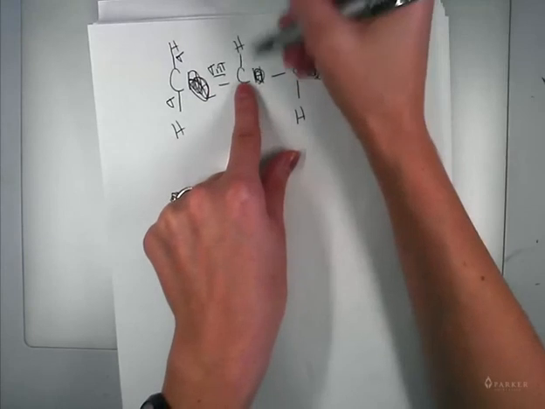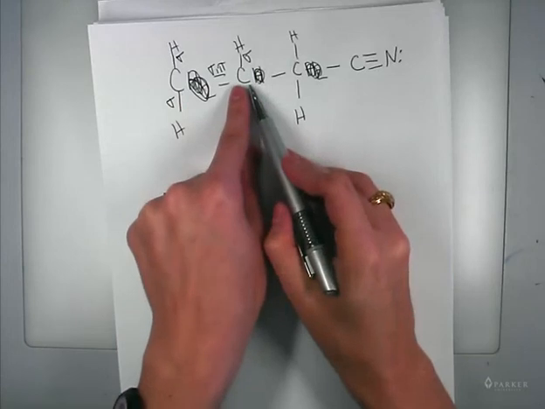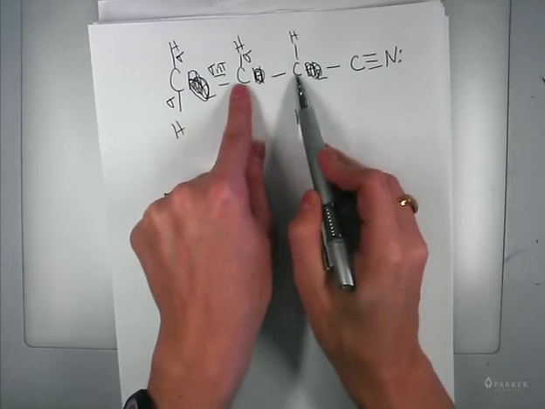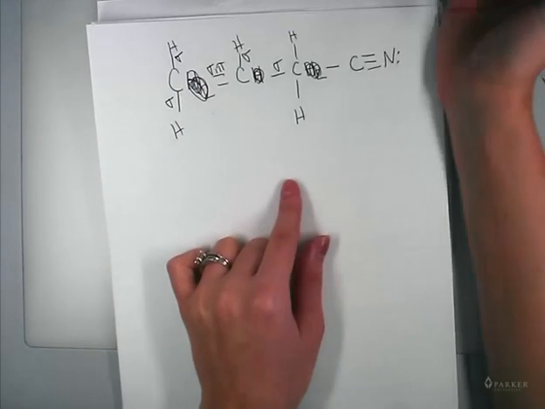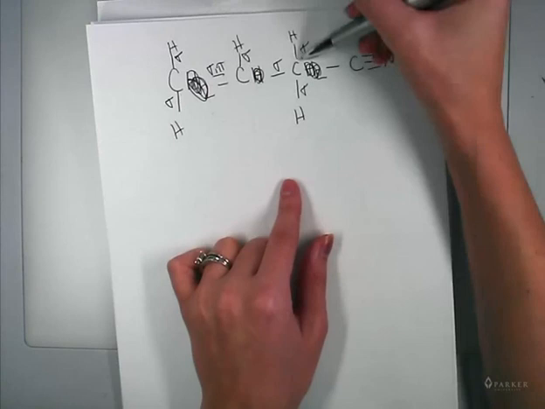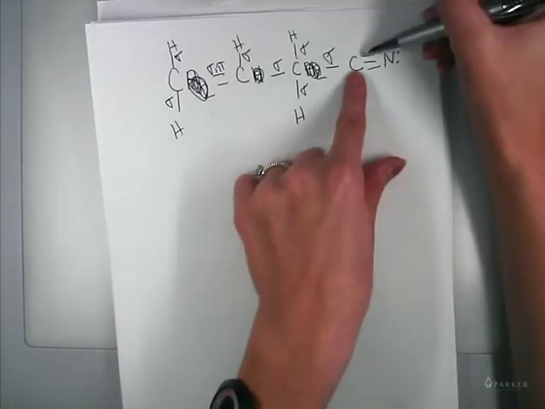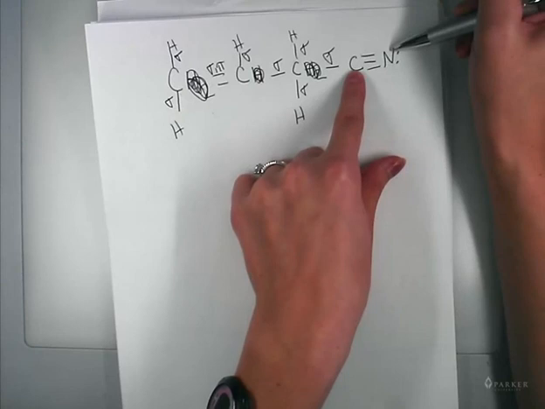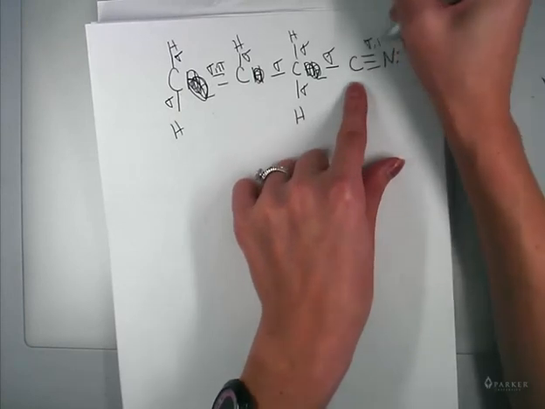This CH bond is sigma. What about between carbon and carbon? Sigma. What about both of these carbon hydrogens? Sigma. And between here, carbon, carbon? Sigma. And then between carbon, nitrogen? Sigma pi pi.